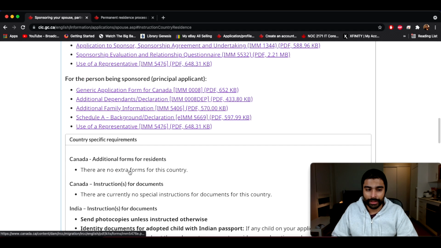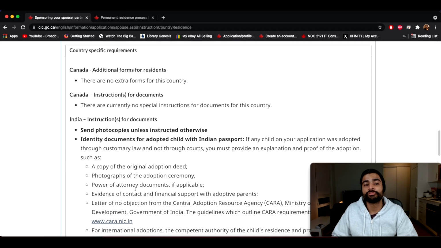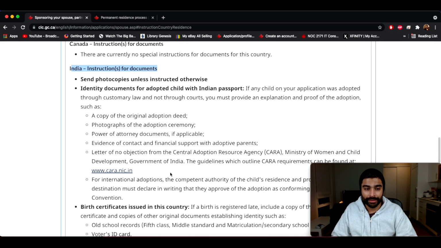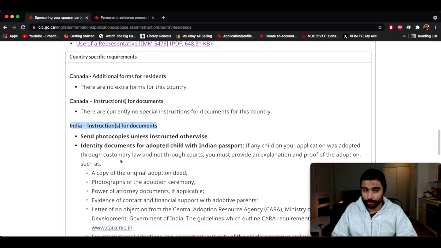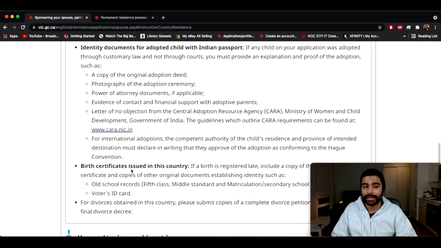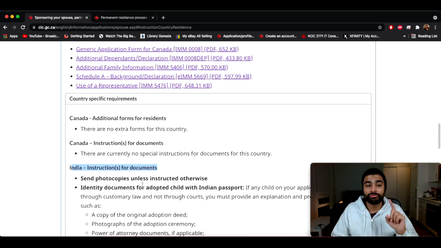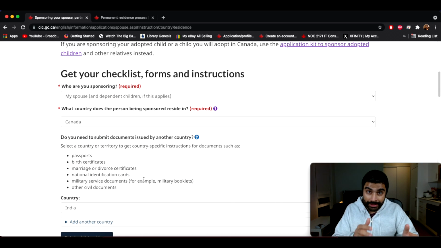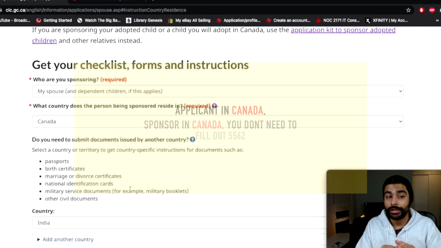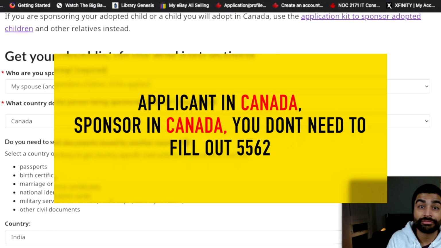And if you scroll down, as you see, the form 5562 disappears. You still have to provide other country specific documents for India, and it's all mentioned here, including national identity documents and birth certificates, but the form 5562 disappears. So this means that if you're an Indian national living in Canada being sponsored by your spouse, you don't have to provide information on 5562.